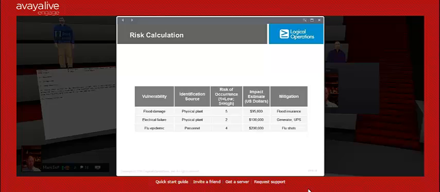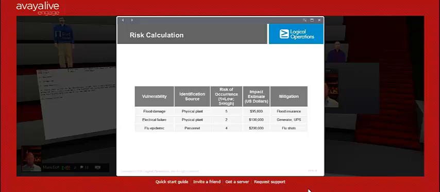We're looking at flood damage, electrical failure, flu epidemic. Everybody that's got kids knows that in the first week of school, the kids all interact with all the other dirty, disgusting kids and bring home all sorts of dirty, disgusting diseases, and mommy and daddy get sick the week after school starts. So that's just the way stuff works.